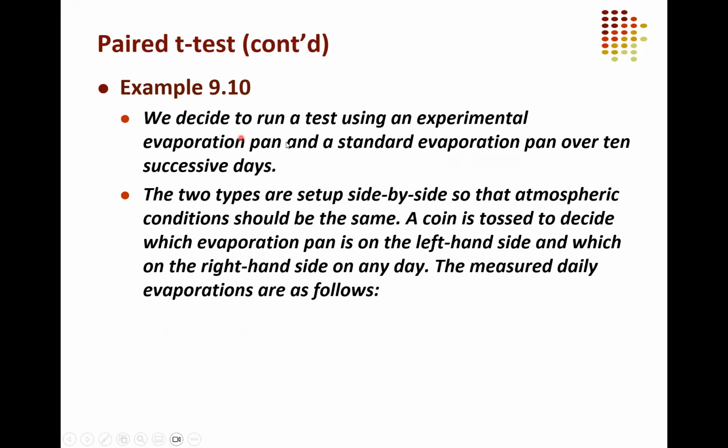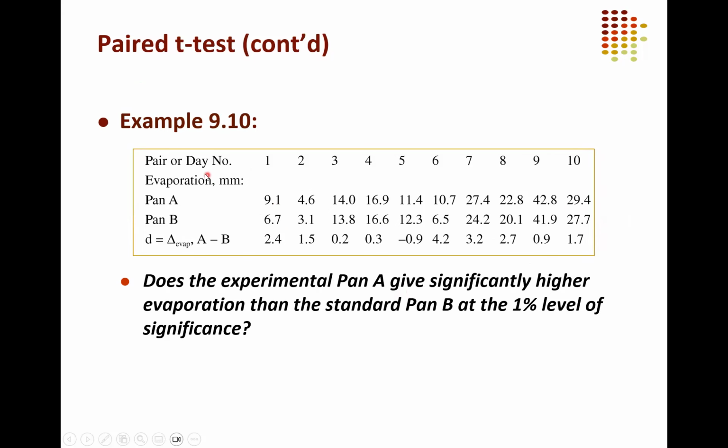So we decide to run a test using an experimental evaporation pan and a standard evaporation pan over 10 successive days. So two different instruments are going to be compared. The two types are set up side by side so that the atmospheric conditions should be the same. A coin is tossed to decide which evaporation pan is on the left-hand side and which on the right-hand side on any day. The measured daily evaporations are as follows. So we have the data set.